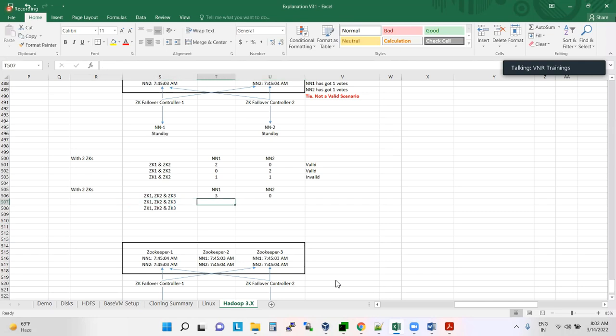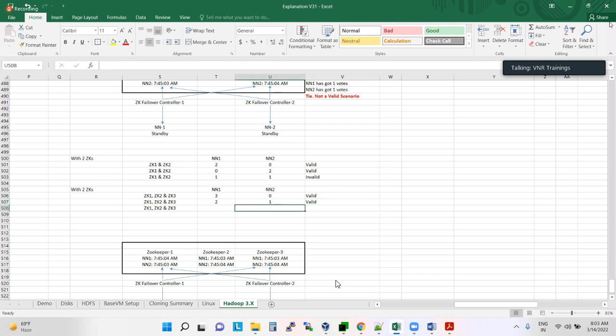But out of these, 2 zookeepers are saying this one, and one zookeeper is voting for name node 2. Okay. Yes or no? Okay. Yes. In this scenario, who will become active? Name node 1. Okay. In this scenario, who will become active? Name node 1.